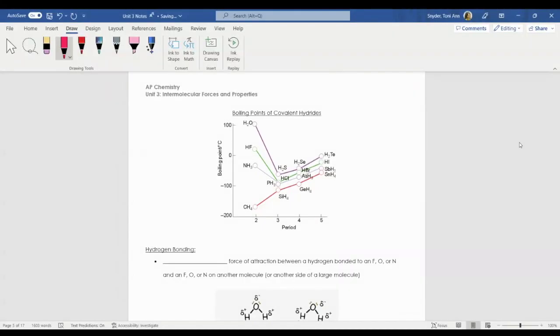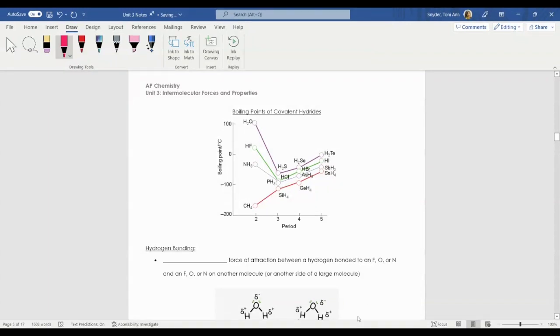Hello everybody and welcome to our next video in Unit 3, where we're going to continue with intermolecular forces. In this case, we're going to talk about hydrogen bonds. We'll talk most about hydrogen bonds, and we'll talk about the last two types of intermolecular forces as well, where the last two should be relatively easy for us to look at.